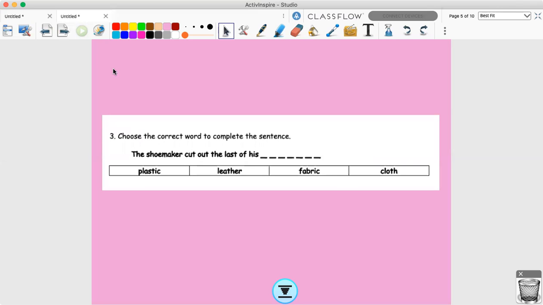Okay, question number 3. Choose the correct word to complete the sentence. The shoemaker cut out the last of his something. So this is in bold here, that's taken straight from the story, so you can always find that sentence in the story and see what word's missing. Does it say plastic, leather, fabric, or cloth? You need to find the right word and write it on the lines, making sure you spell it correctly.